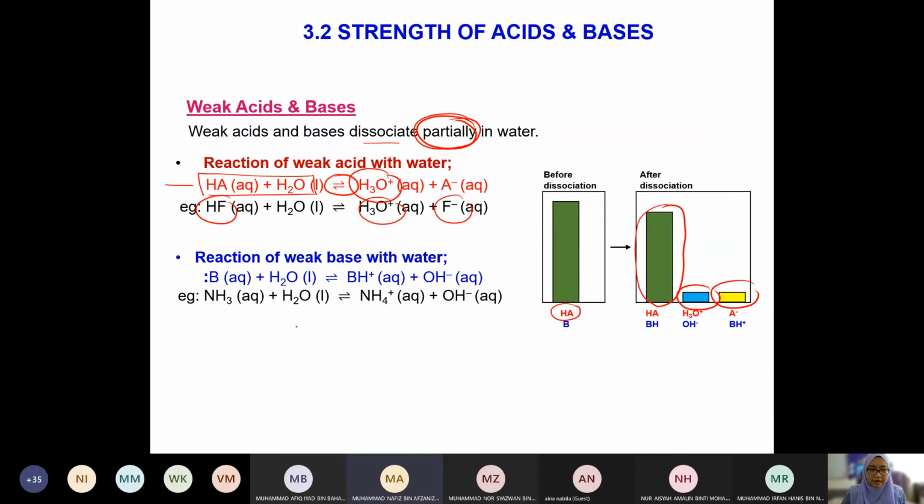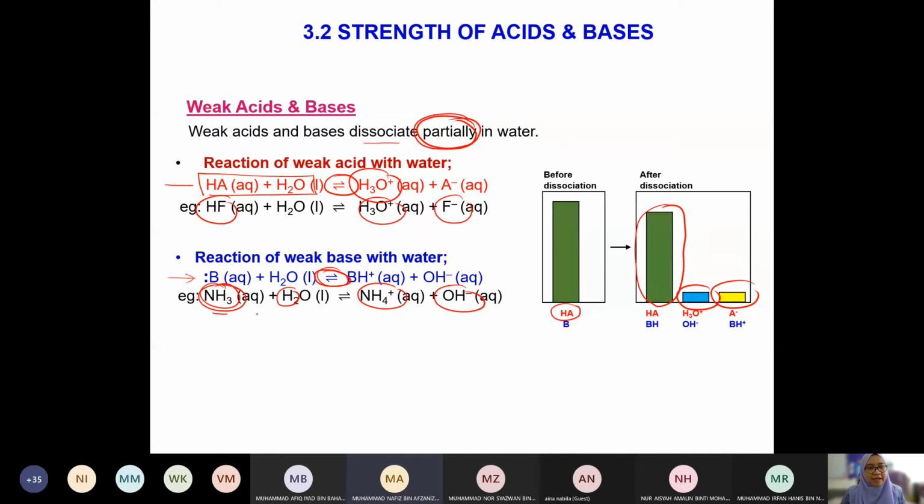The same goes for base. It is just that it dissociates partially, guys. NH3 is a weak base. In water, it will produce NH4+. Remember, this is a base. A base is a proton acceptor. So it will accept a proton from H+, producing NH4+. And then it is a base, so when it is a base, you must produce OH-. That is the characteristic of a base.